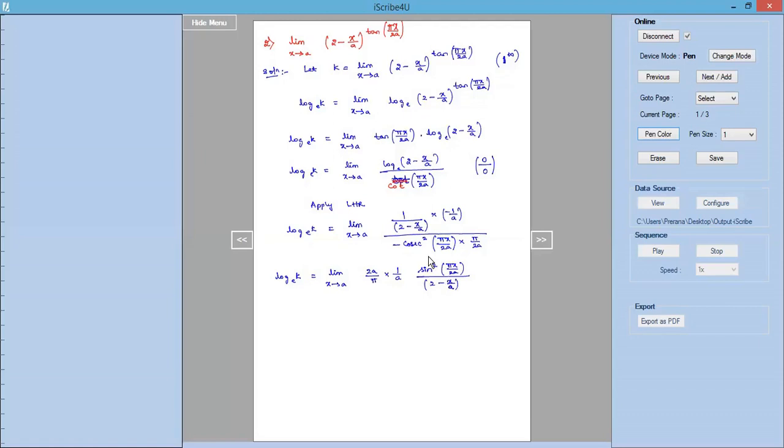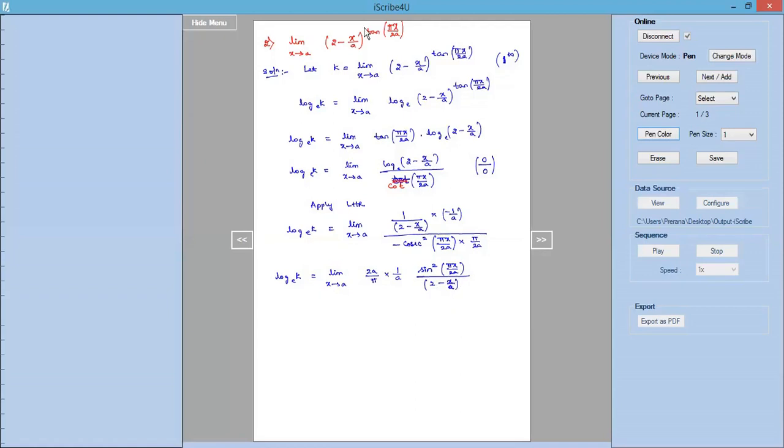Now we can check the limit. It is of what form? Either we get an indeterminate form or we get a real value. Let's check that. As x tends to a, numerator will be sine square 90 degree, pi by 2. Sine square 90. Sine 90 is 1. So we have 1 square which is 1. Denominator will be 2 minus 1. A by a will be 1. So we get a real value.